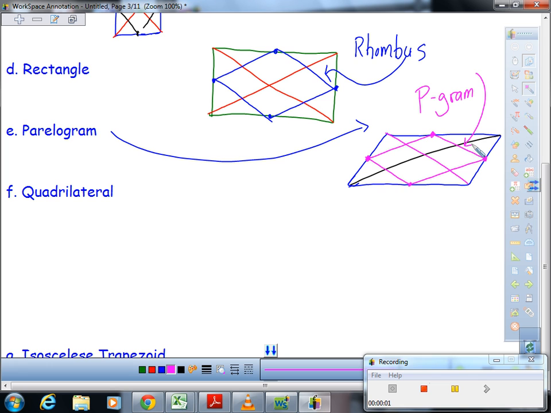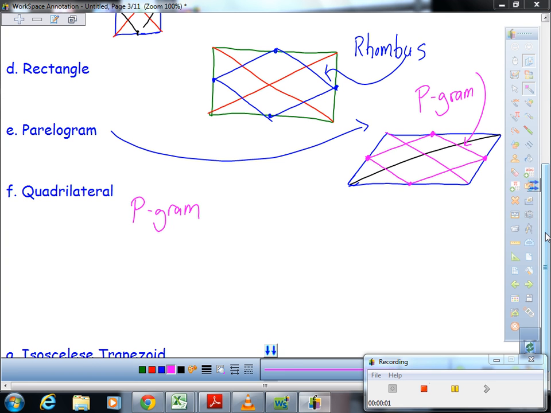Okay? A quadrilateral, I don't even have to draw the picture. I shouldn't, I don't think. What is it? It's a p-gram. Now, are you good enough to do this one without the picture? Isosceles trapezoid.